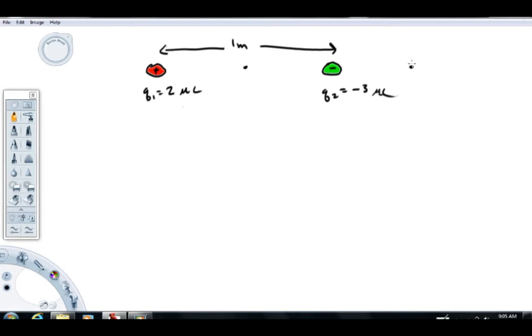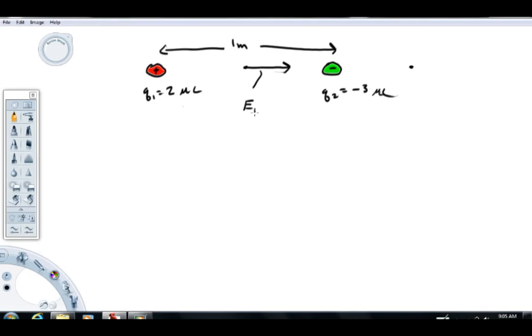The first thing to do when doing the electric field calculation is draw electric field vectors. If I pick a point like right here, and again, there's no particle there. That's not a charge. That's just a point in space. If I were to draw the electric field vector due to this positive charge, it would point to the right. I'll call that E1 for the electric field produced by charge 1.